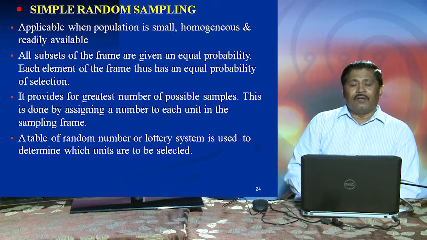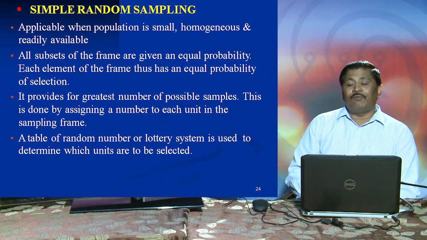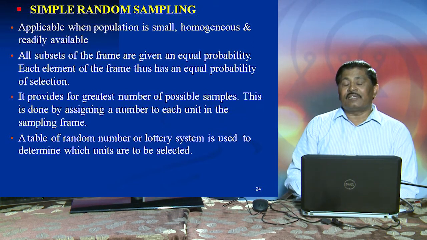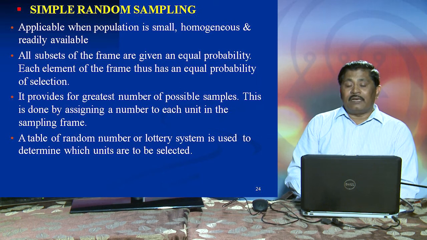Here it is important that all subsets of the frame are given an equal probability. Each element of the frame thus has an equal probability of selection. It provides for a greater number of possible samples. This is done by assigning a number to each unit in the sampling frame. A table of random numbers or a lottery system is used to determine which units are to be selected.